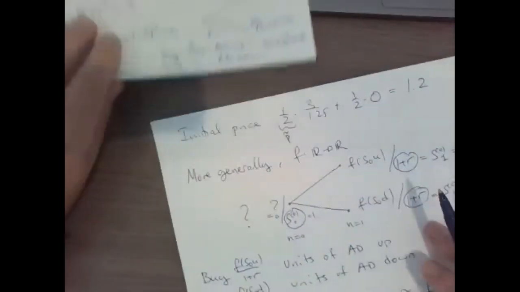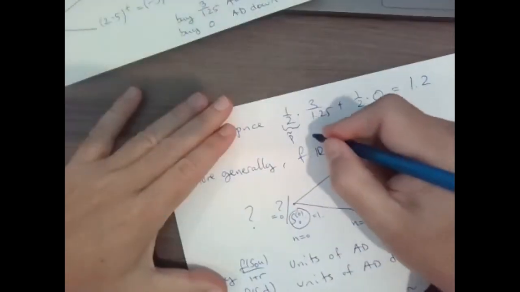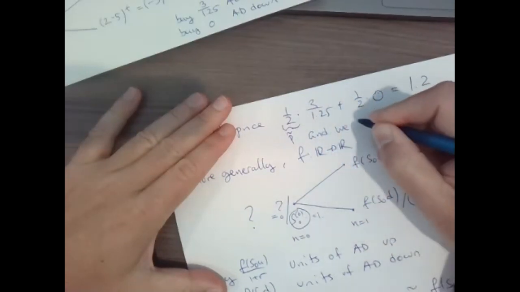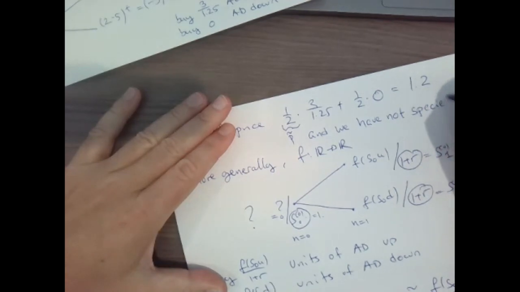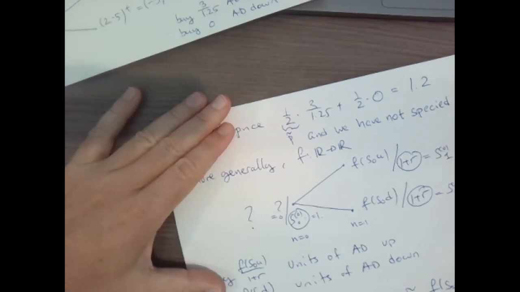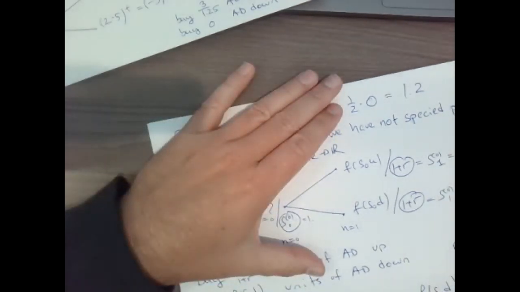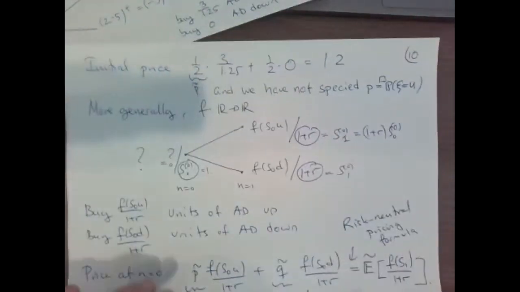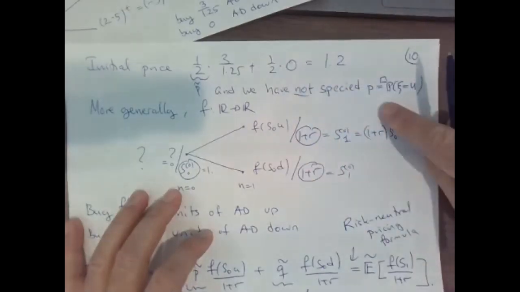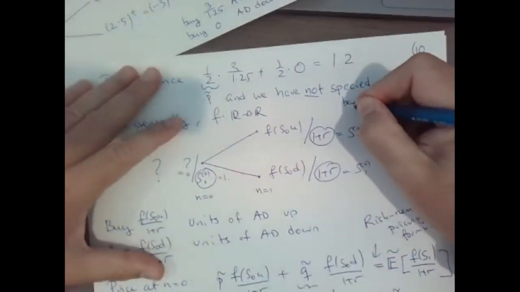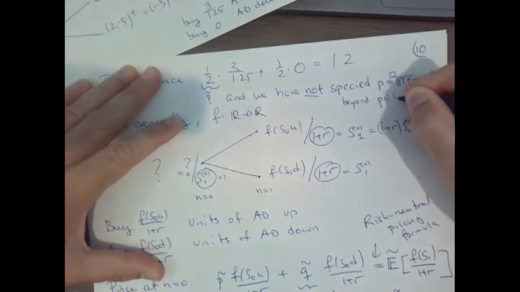So this is P tilde. P tilde was a half, and we have not specified P. So remember, P was the probability that psi would be U. But we haven't specified. We have figured out what P tilde is, and we have not specified what this is beyond P being some number between 0 and 1.